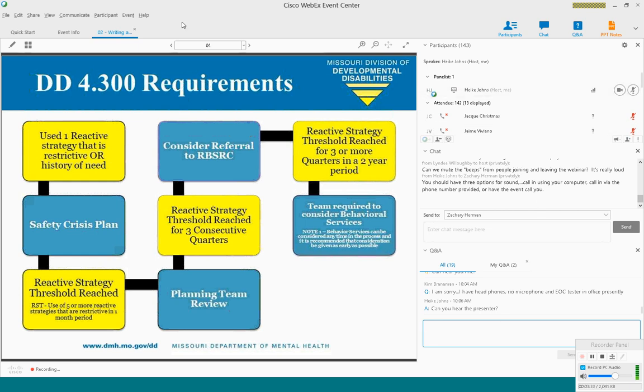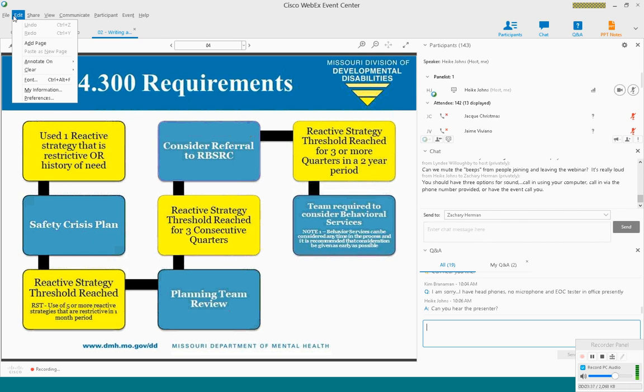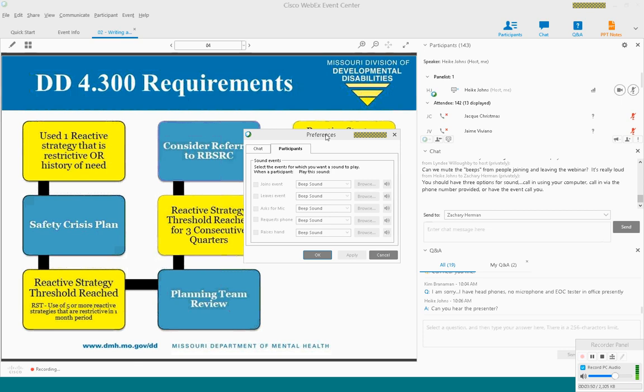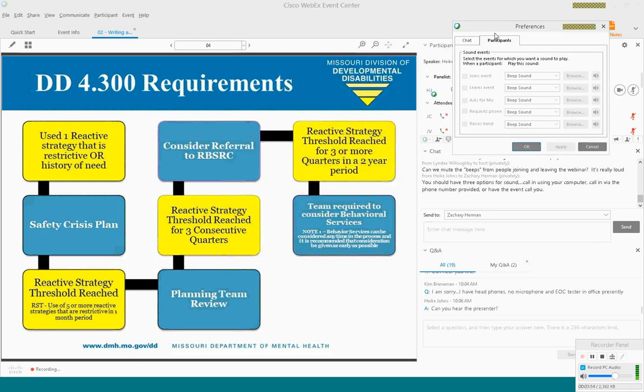And so let's just walk through this real quick so you have an idea of what the requirements are. That first piece is one reactive strategy that is restrictive, so that's a key change in the Directive, and we're going to talk about what that means in a second. So if you have one instance where you use a reactive strategy that's restrictive, or you have a history of needing to use that level of response, then you need a safety crisis plan. Again, we're going to talk about all this stuff in detail, so don't get bogged down too much on what everything is. Let's just walk through it.